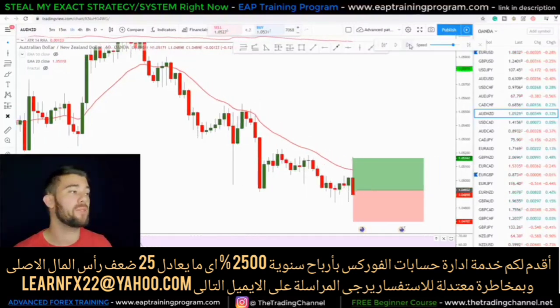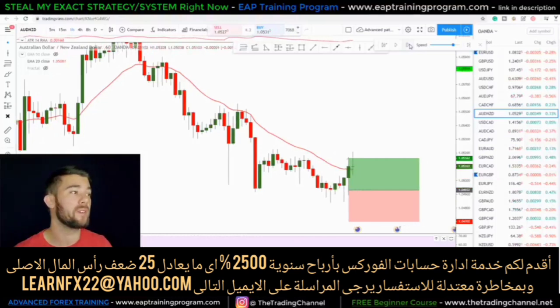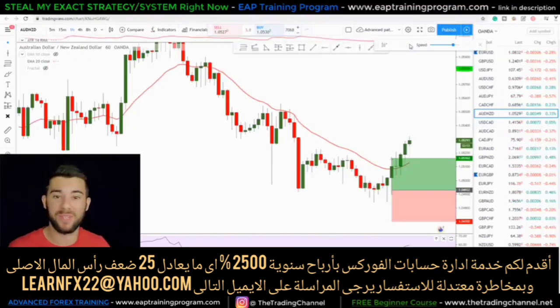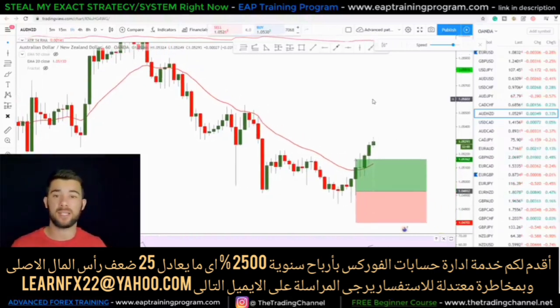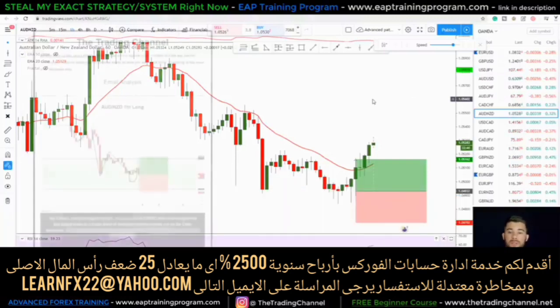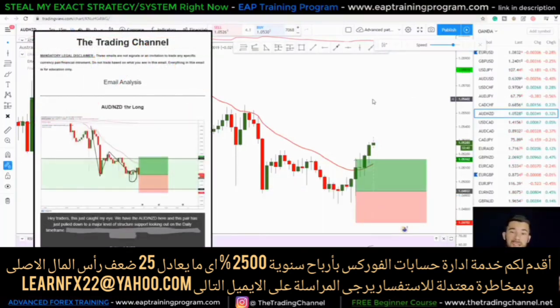And if we just keep moving forward here, you will see that this is the exact same trade we were looking at a few minutes ago. So this is the Aussie New Zealand trade we just took. And I actually sent this out in email analysis to prove to you that I use this every day in my trading. I'll put a picture of that email analysis to the side of your screen. I sent that to all the traders that are a part of the EAP training program earlier today.